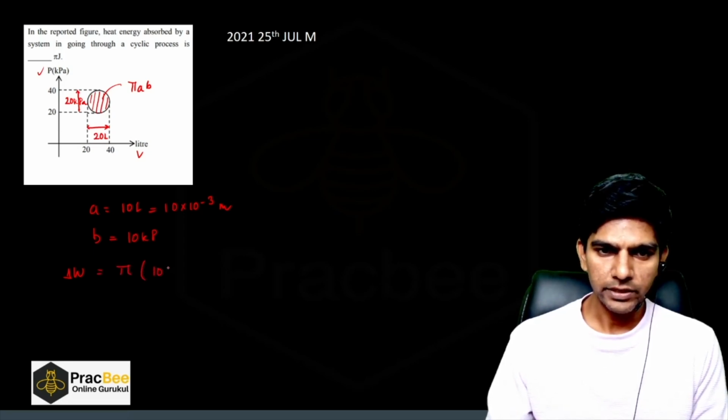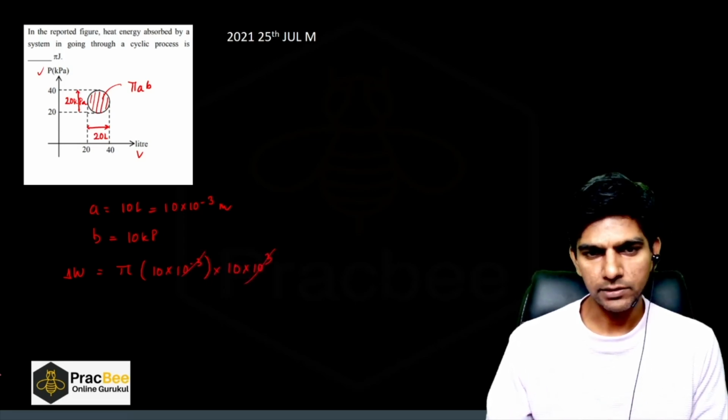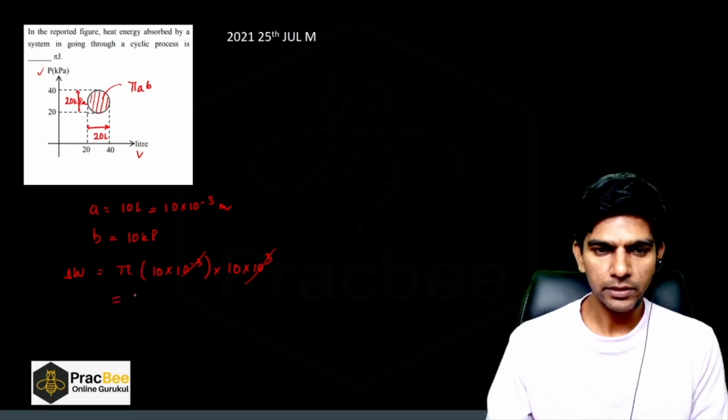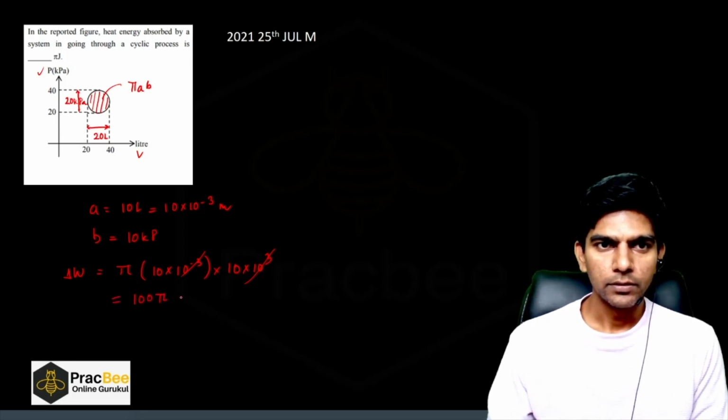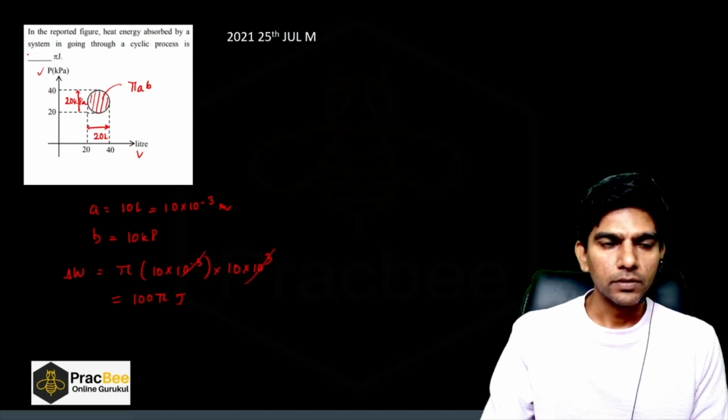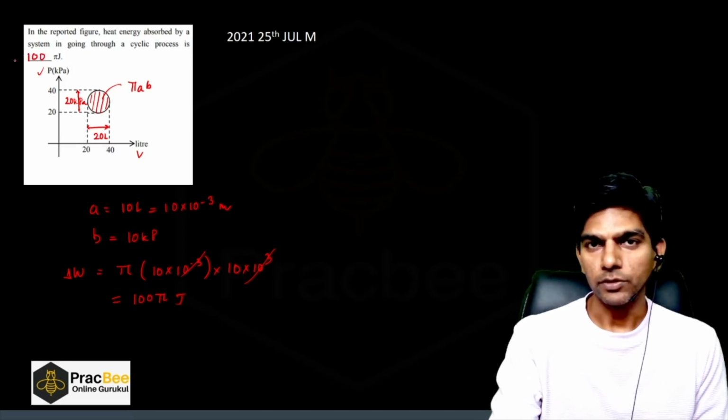A is 10 into 10 raised to minus 3, and B is 10 into 10 raised to 3. So 10 raised to 3 will cancel out this 10 raised to minus 3, and we will get 100 pi joules, right? So 100 is the answer in this particular question.